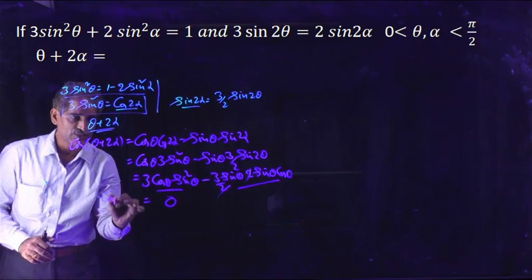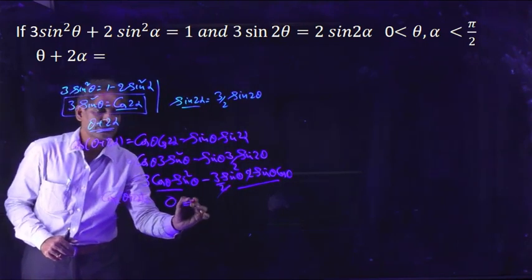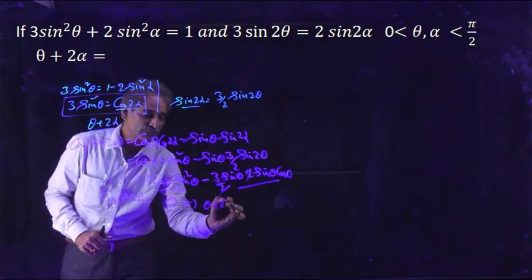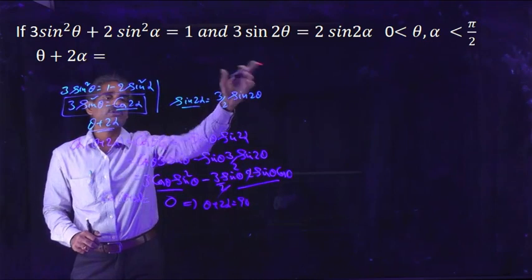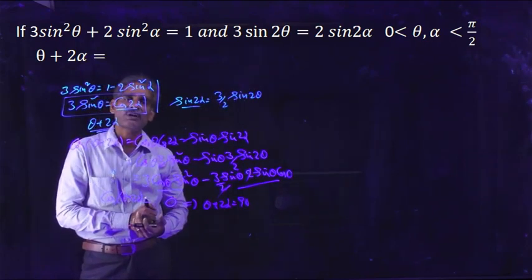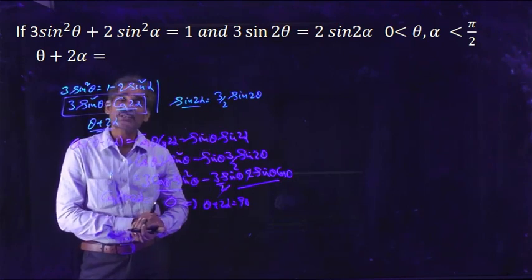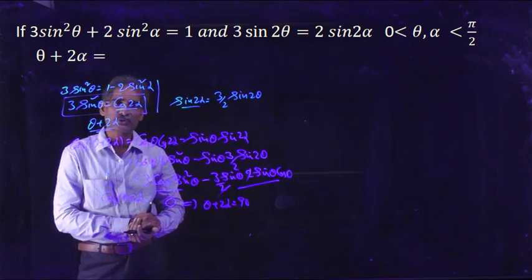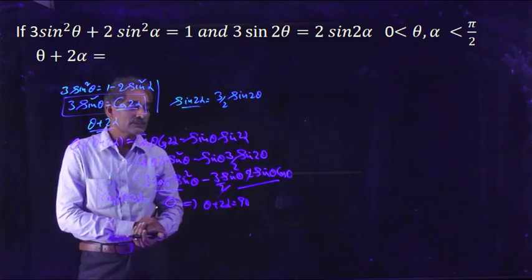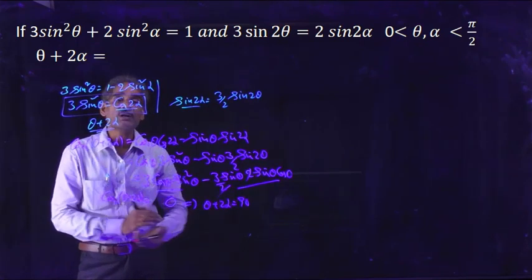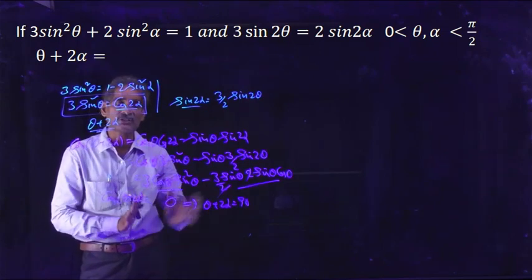That means cos of (theta + 2 alpha) is equal to 0. From this we can write theta + 2 alpha equal to 90 degrees, because we are given 0 < theta, alpha < pi by 2. These two angles are first quadrant angles, both positive. So theta + 2 alpha is equal to an odd multiple of 90. Here there is no chance to get 3 pi by 2. The only chance is 90.